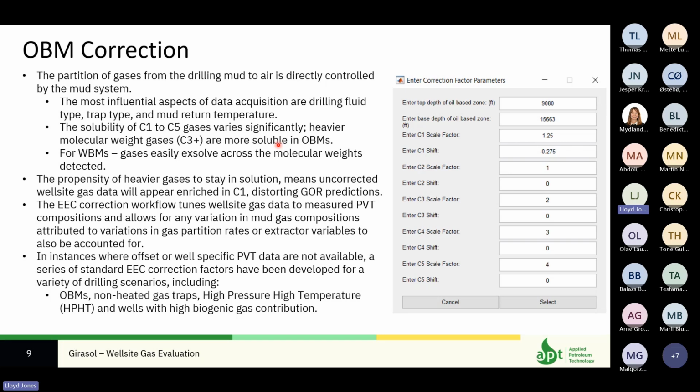So we have examples where your oil-based mud is just a standard oil-based mud, and you apply the correction factors there. Also, if you've got a non-heated gas trap where your mud temperature is colder, so your heavier gases will stay in solution. If you're in a HPHT mud, for example, where it's the opposite, your mud is coming out of the hole hotter, so you don't need to apply as aggressive a correction. And also wells with high biogenic gas content, so that's the Gulf of Mexico, is quite important.